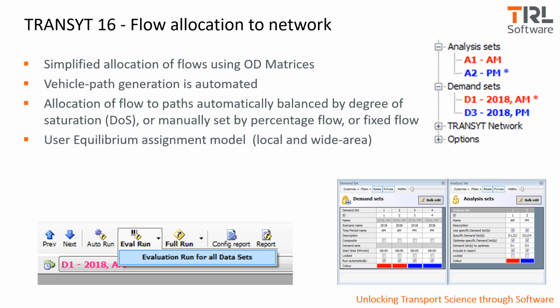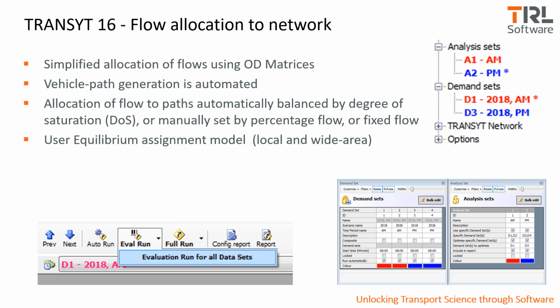You allocate the flows to the paths automatically balanced by degree of saturation, or you have full control to manually set them based by percentage of flow or fixed flow or whatever you require, and you can mark regular paths as being banned paths if you want as well, in order to make sure that you have the flows allocated exactly the way you want.